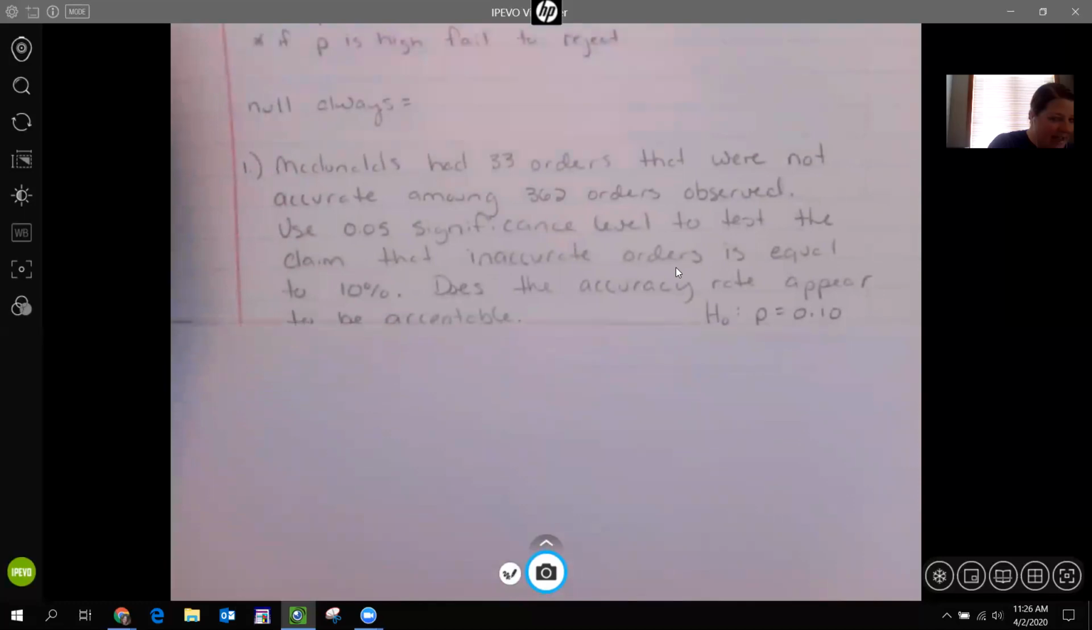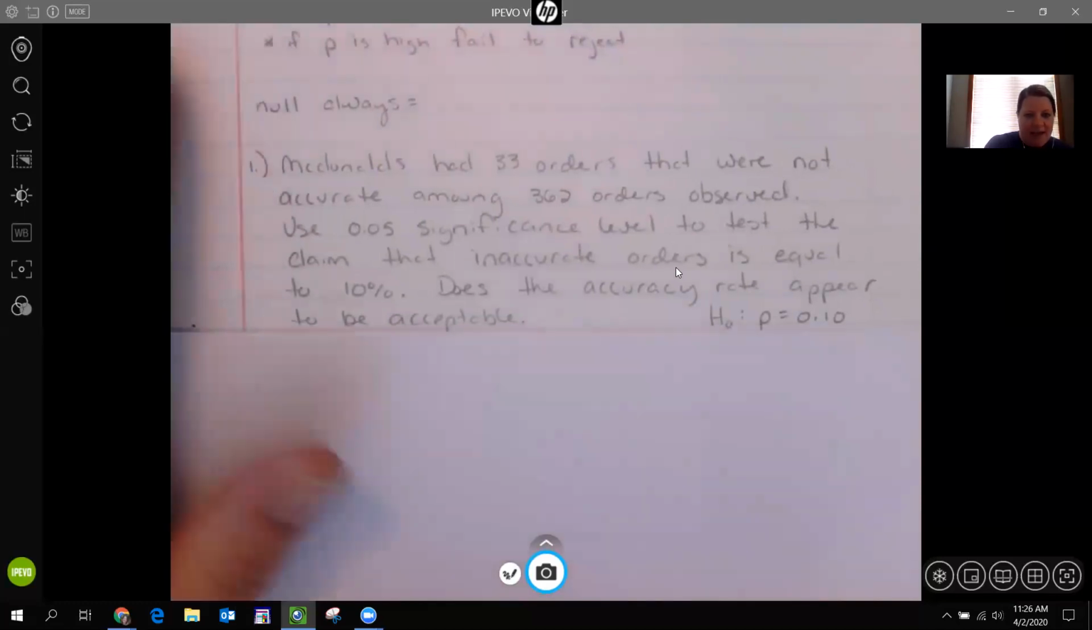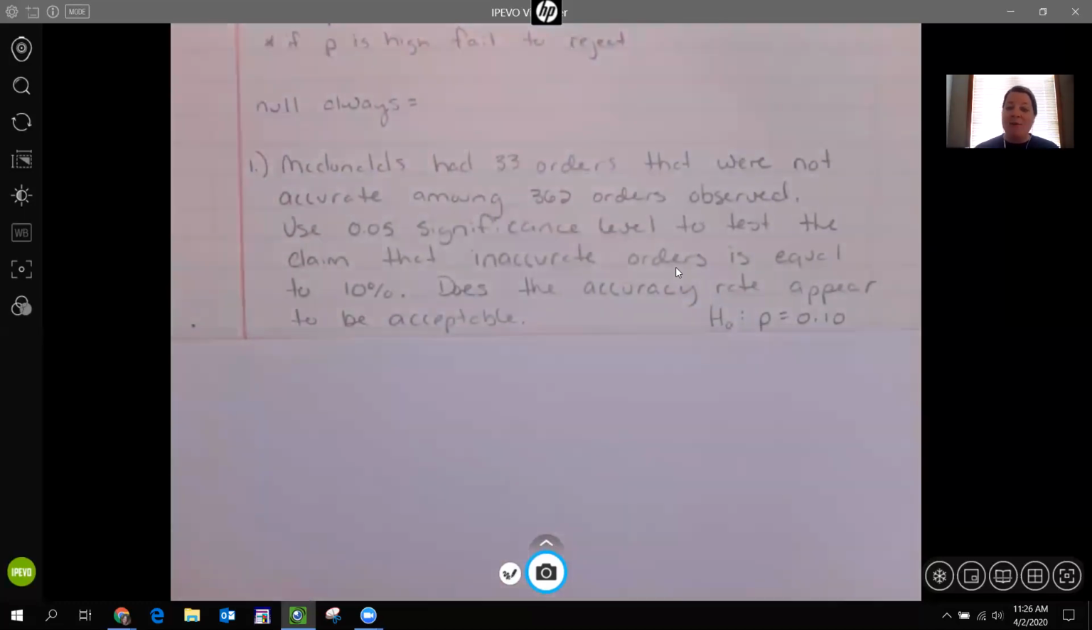I liked this one because it had to do with McDonald's. McDonald's had 33 orders that weren't accurate among 362 orders observed. Use the 0.05 significance level to test the claim that inaccurate orders is equal to 10%. Does the accuracy rate appear to be acceptable?